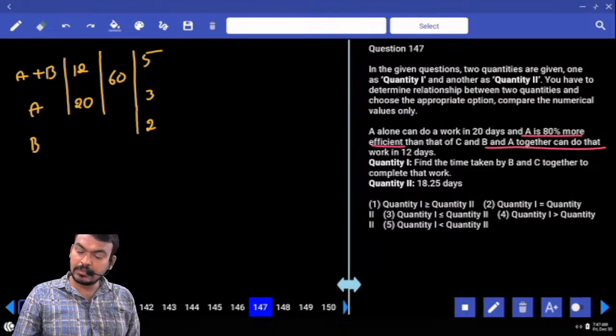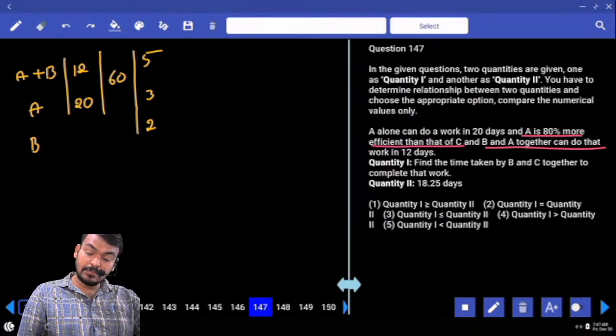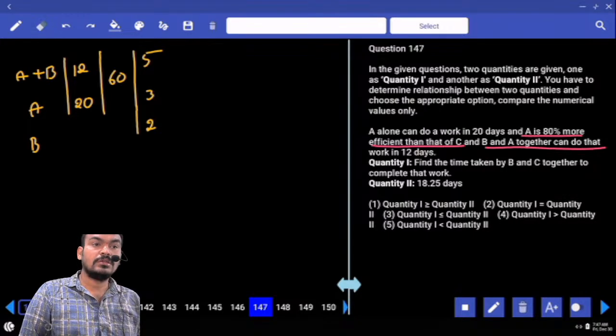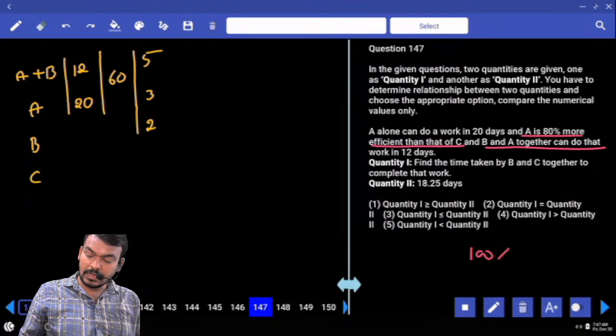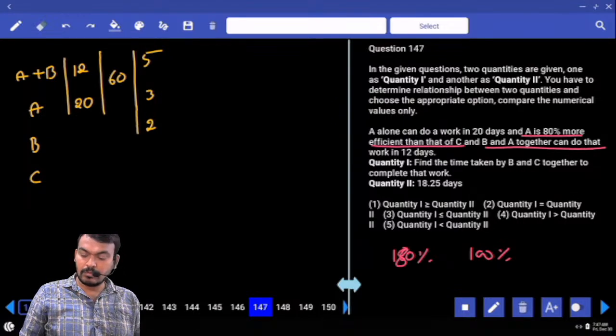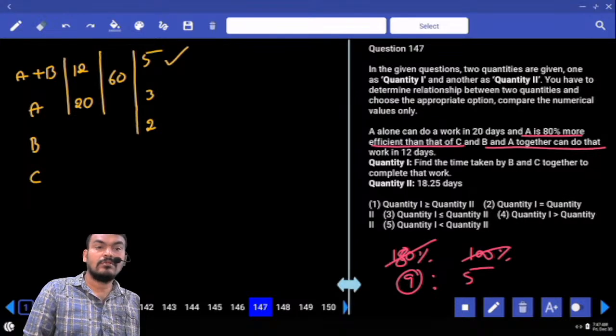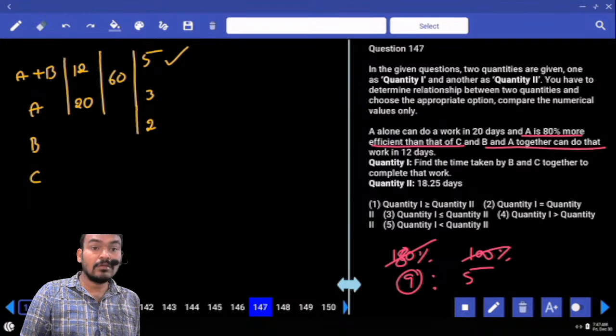A is 80% more efficient than which one? C. A efficiency is 80% more than which one? C efficiency. Suppose C efficiency is 100%, A efficiency is 160%? Sorry, 80% more means 180%. What is the ratio? 9:5. But in place of 9 parts, how much value? 9 parts are 3, so what is the 1 part value?